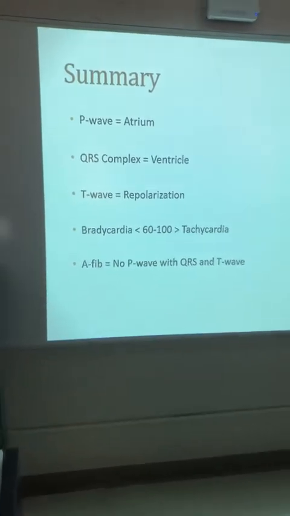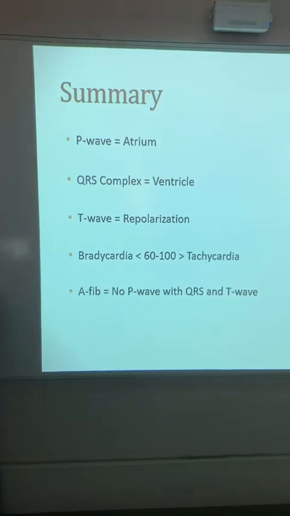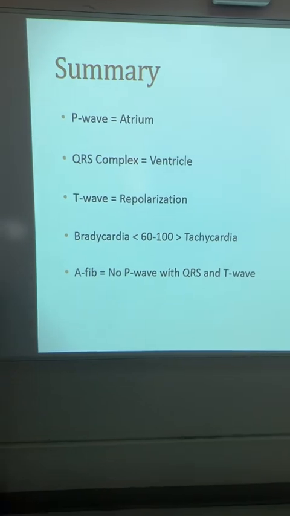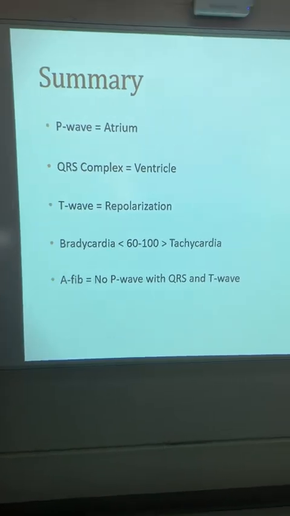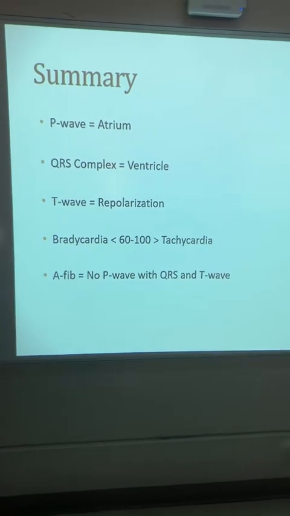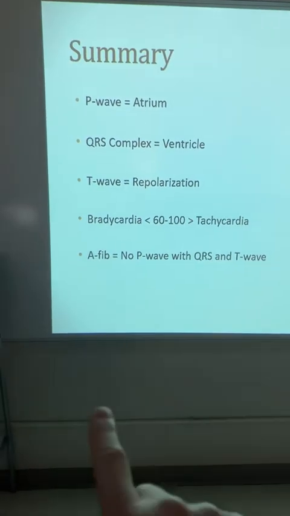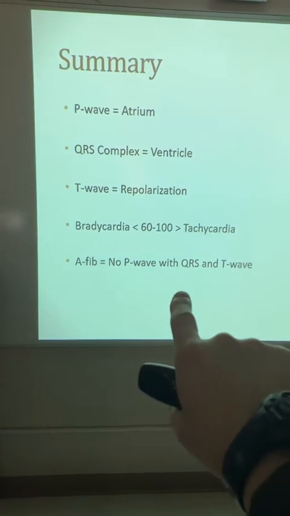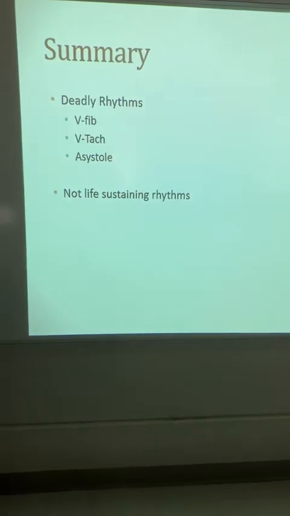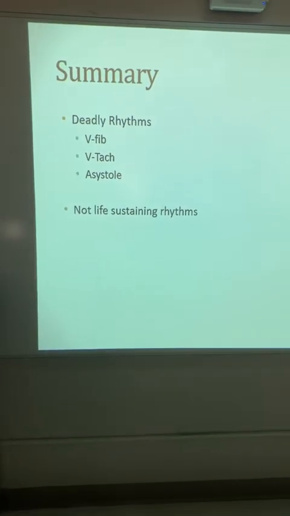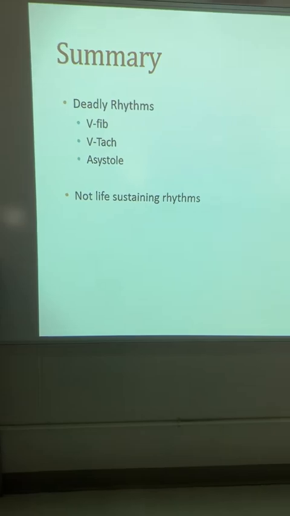So let me summarize real quick. Your P wave is with your atrium, your QRS equals your ventricles, your T wave is that recharge, that repolarization. Bradycardia is less than 60, tachycardia is greater than 100, and anything in between there is normal. A-fib is when there's no P wave, but there is a QRS and a T wave. And your deadly rhythms are V-fib, V-tach, and asystole. Those are not life-sustaining rhythms.